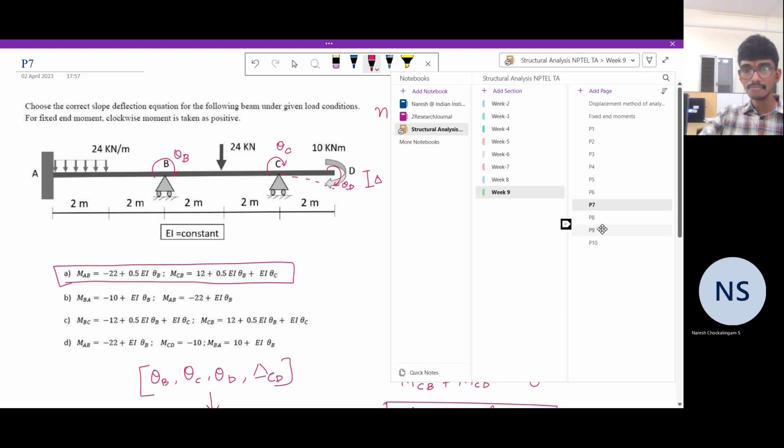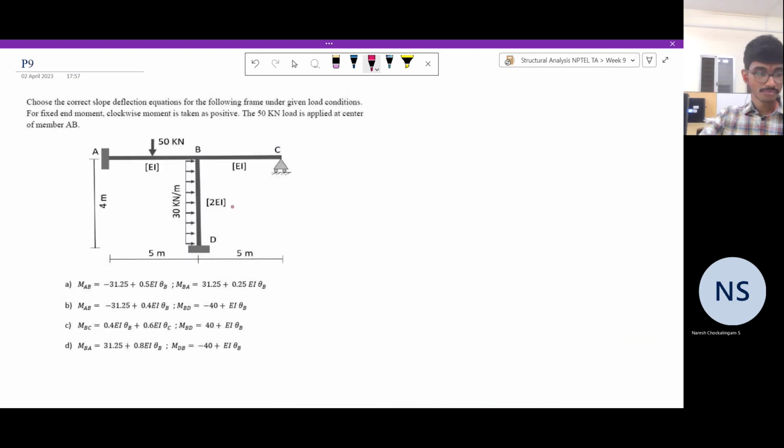Let's go to the next problem. So this is the problem of a frame structure. Here it is slightly different from beams because there are more joints, more beams framing into one joint. That is one difference. And this can also have a sway.